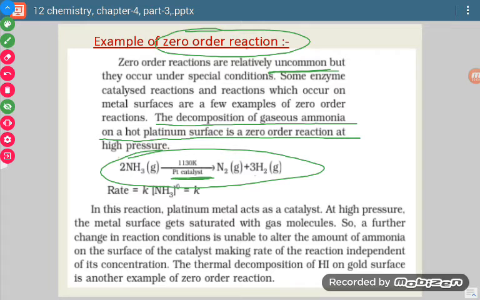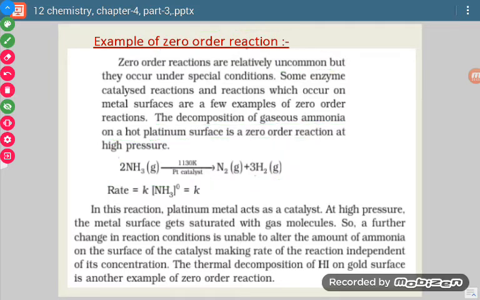If we write rate law for this reaction, rate of reaction is equal to rate constant into active mass of NH3, or molar concentration of NH3, raised to power 0. Anything raised to power 0 means 1. So rate of reaction is equal to k.